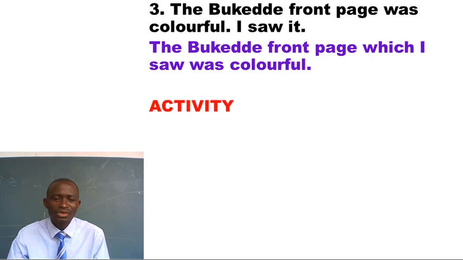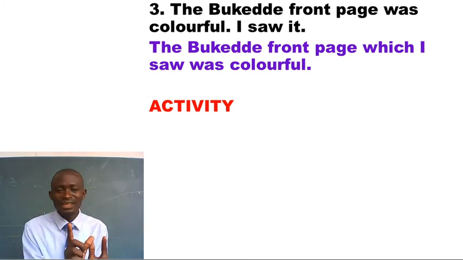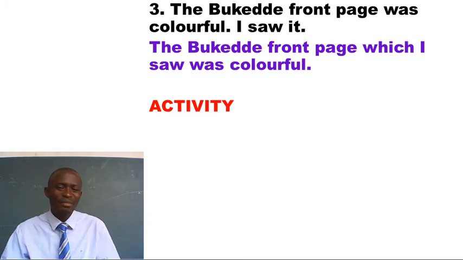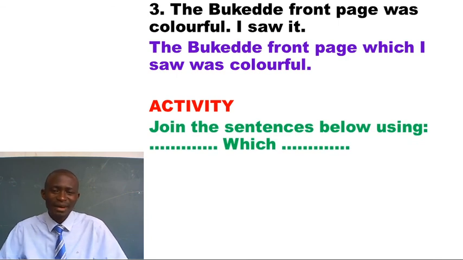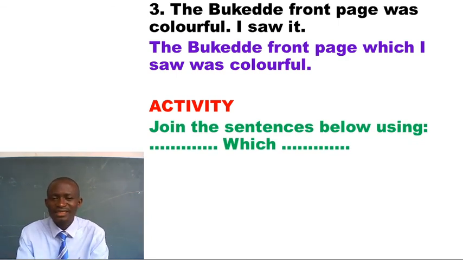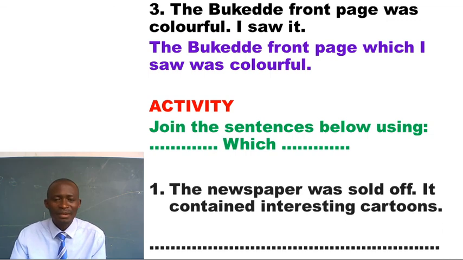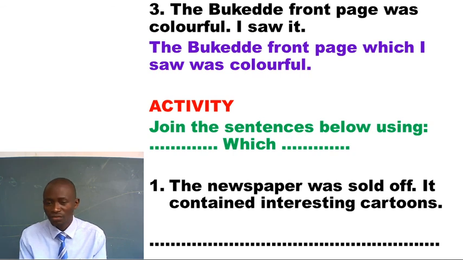So with all that I've shared with you, I want to give you a simple task. Apply what we've explained to these other numbers and see how best you can go through them. Join the sentences below using the relative pronoun which. It should be a small letter w. Number one: the newspaper was sold. It contained interesting cartoons.